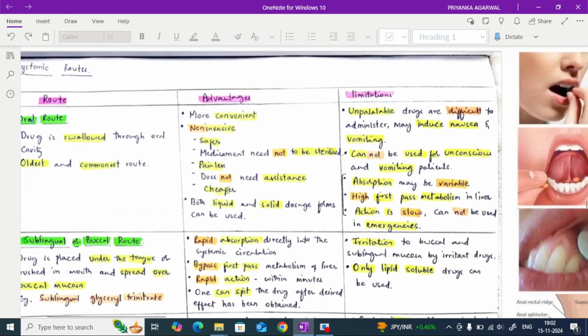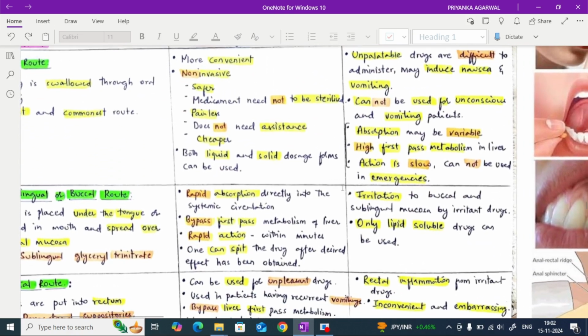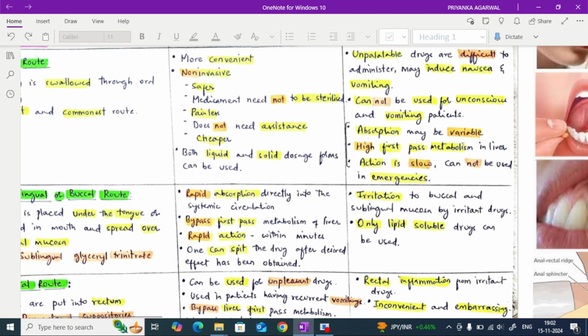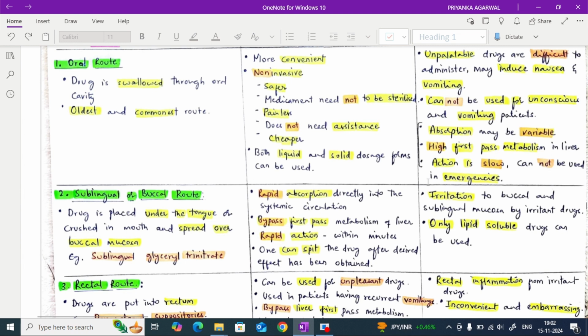Now let us see other points. Definitely the action will be slow because of variable absorption and high first pass metabolism, and because of this reason it cannot be used in emergencies. So this is about the oral route.